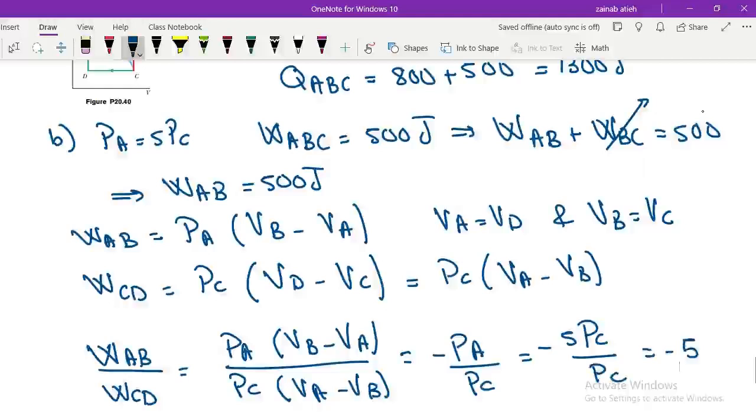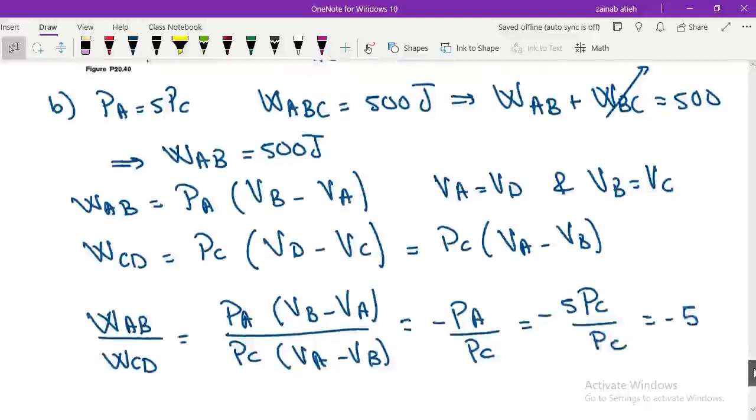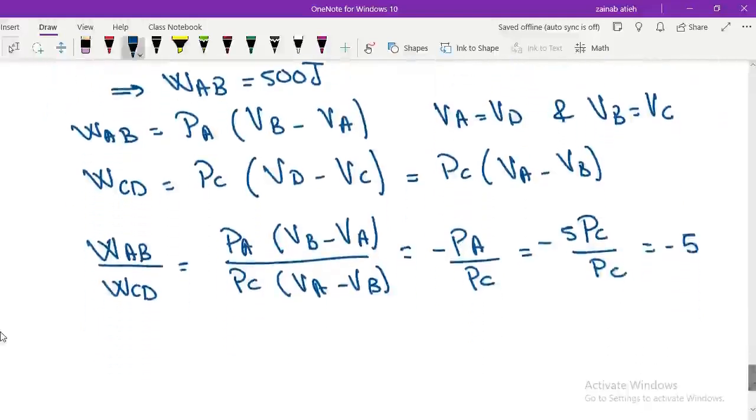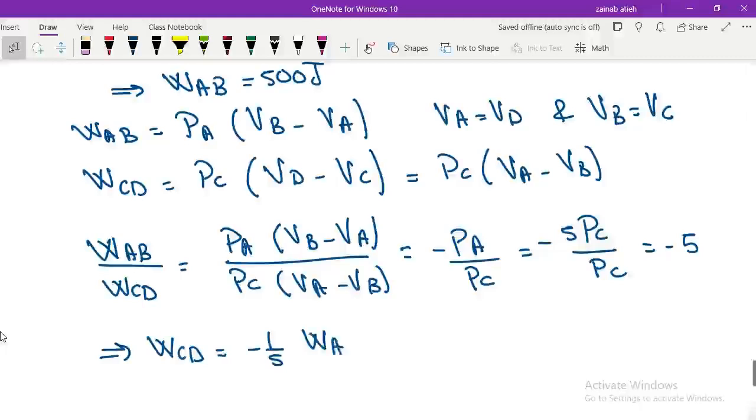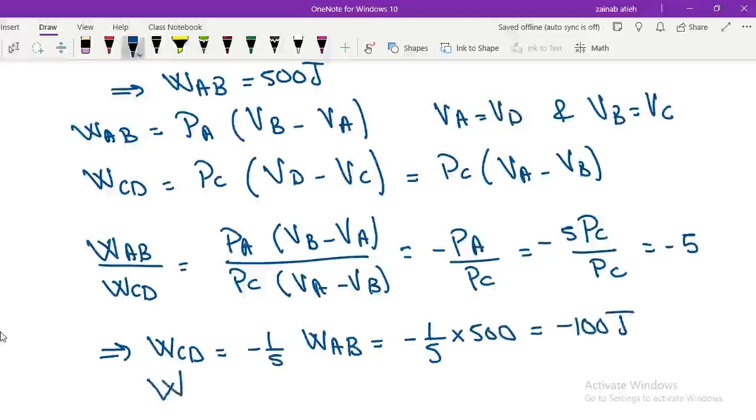So actually the work of AB is equal to minus 5 times the work of CD. Remember, we are searching for the work of CD, so this implies the work of CD is equal to minus 1 over 5 times the work of AB. Work of AB was found to be 500, so minus 1 over 5 times 500 is equal to minus 100 joule. This is the work done by the gas. If he's asking for the work done on the gas, so external, it's equal to 100 joule. And this is the answer.